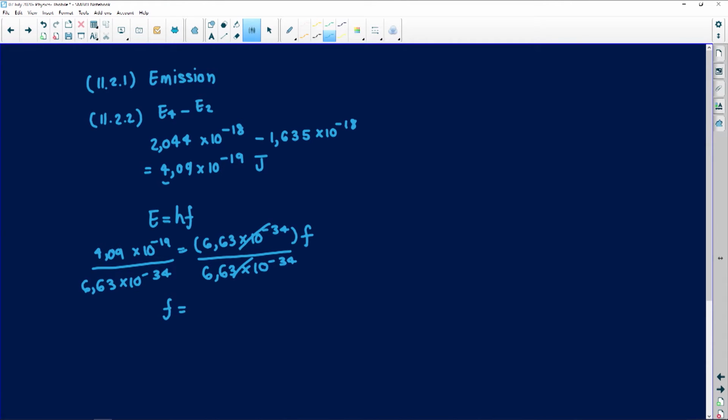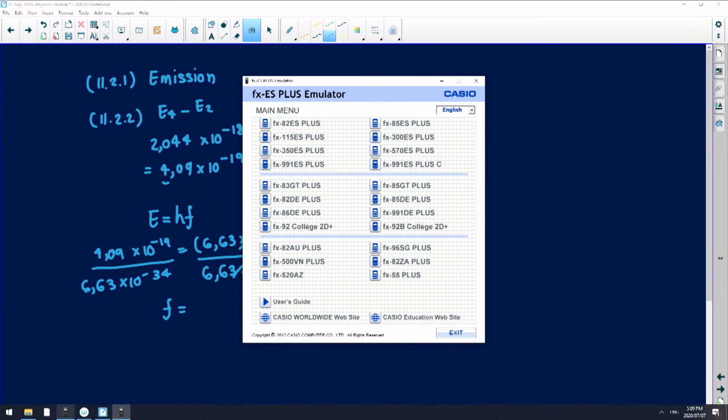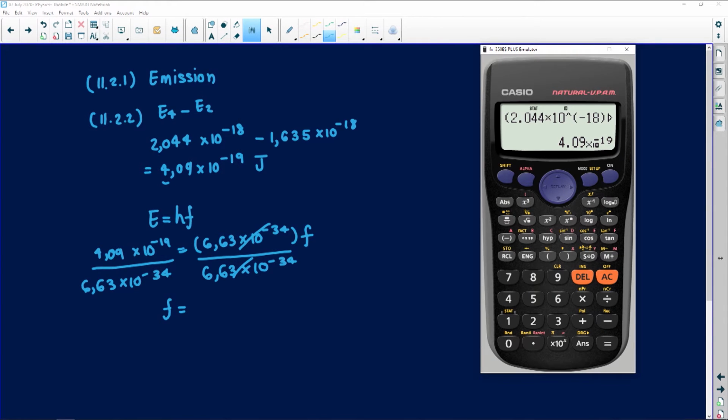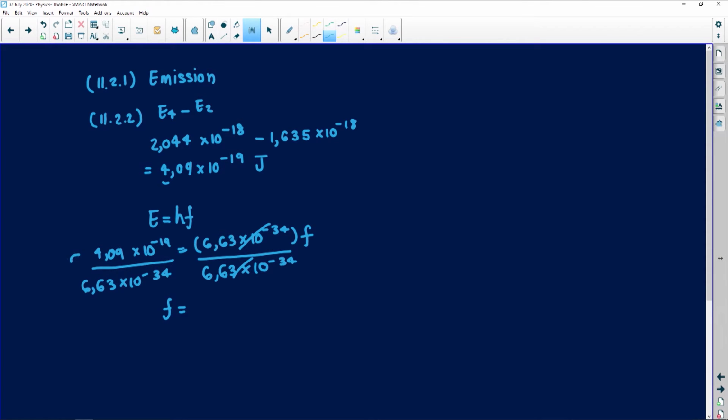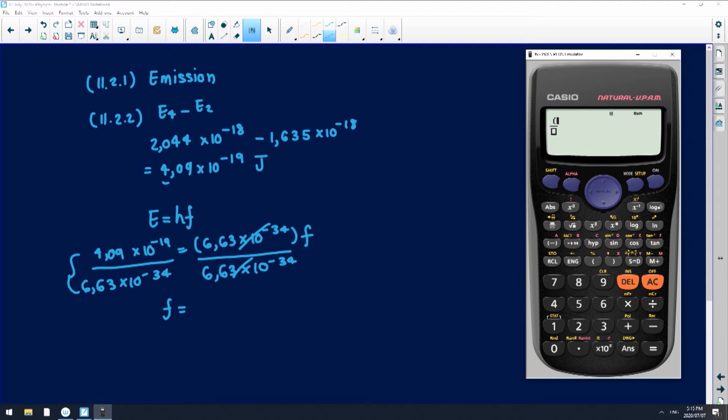So now let's find what my value for f is. Oopsie daisy. Okay, there we are. I'm just going to put it exactly as it is in my answer sheet. I'm going to put this side on my calculator exactly as it is: 4.09 times 10 to the exponent negative 19, divided by 6.63 times 10 to the exponent negative 34. Remember, this is Planck's constant. And then for my frequency, I get 6.61.